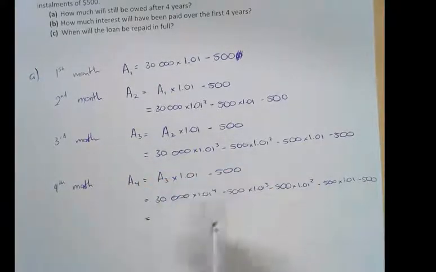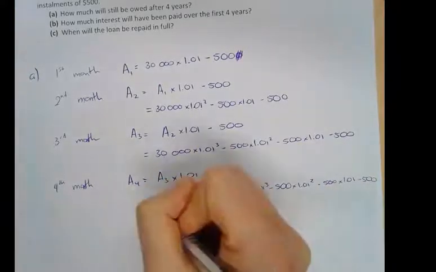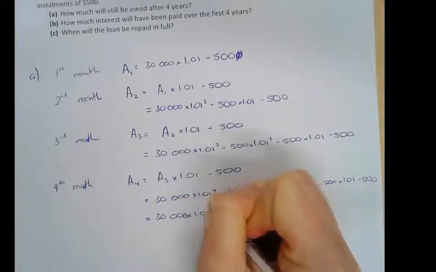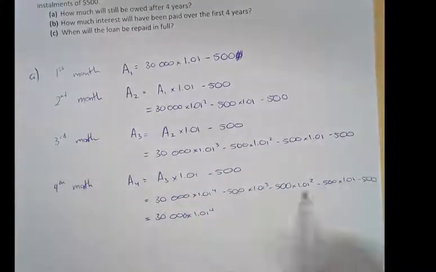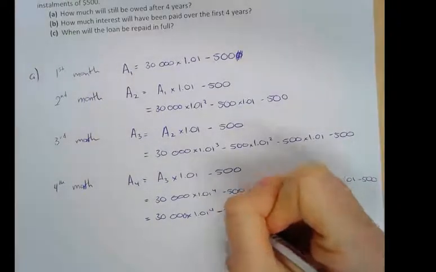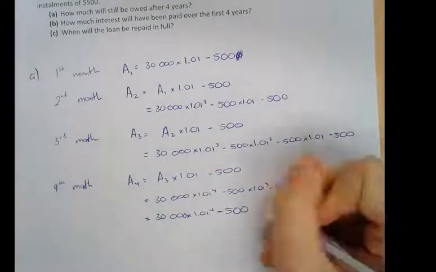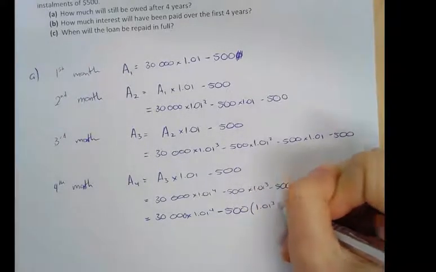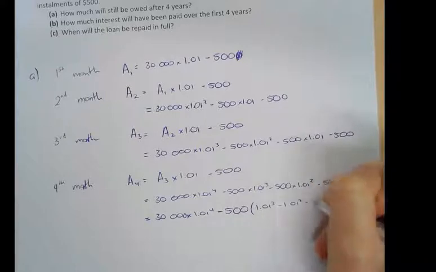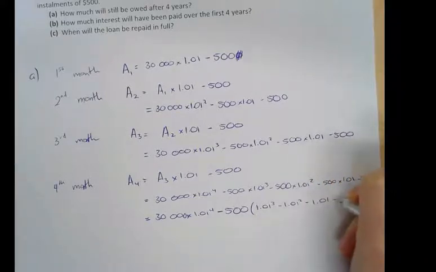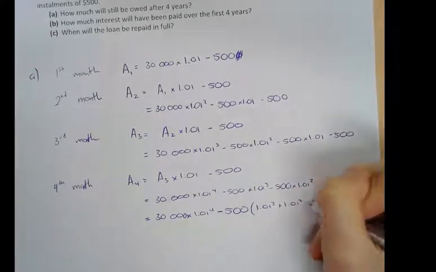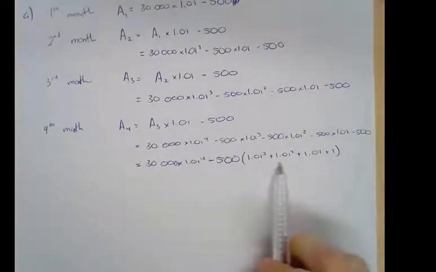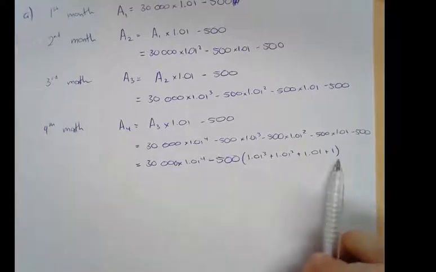So what we're going to do, we're going to leave this term by itself on its own. We're going to leave it alone. Times 1.01 to the power of 4. But this section, I'm going to pull out that $500 as a common factor. So pull out the 500 and we've got left 1.01 cubed plus 1.01 squared plus 1.01 plus 1. They'd all be pluses now because I pulled out the negative. So now that we've got this, we can see that this is a series.